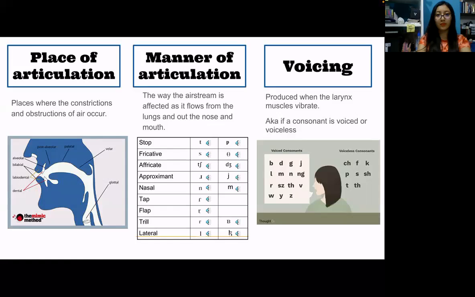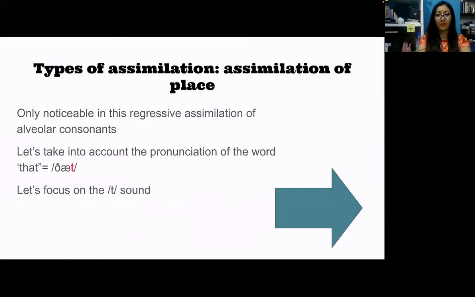Okay, so assimilation of place. This is only noticeable in regressive assimilation, especially alveolar consonants is what we're going to be analyzing, especially the T sound. Let's take into account the pronunciation of the word that. When you're pronouncing the word that alone, you are pronouncing a T sound at the end. So let's focus on this T sound.